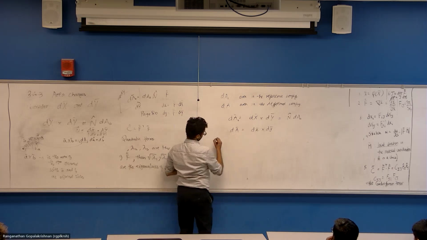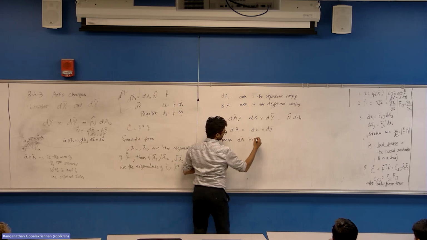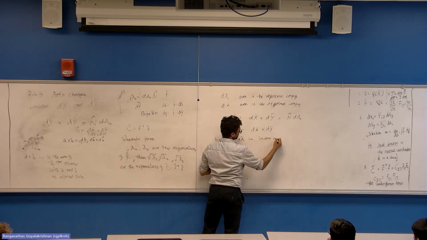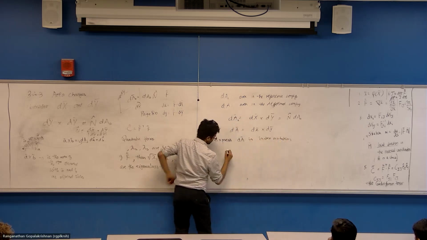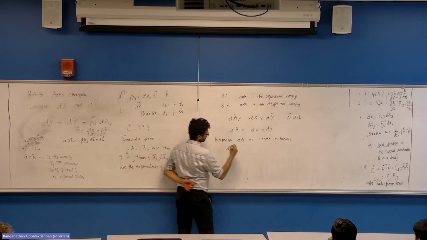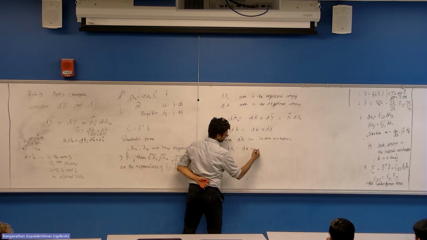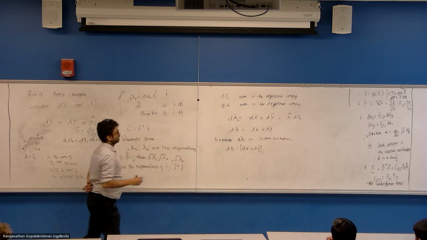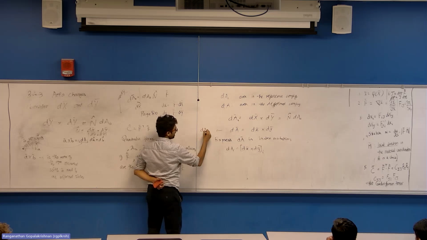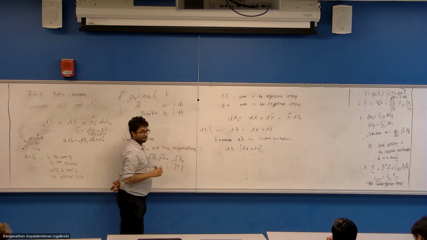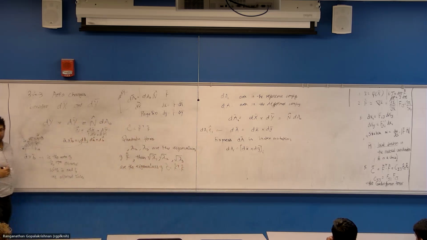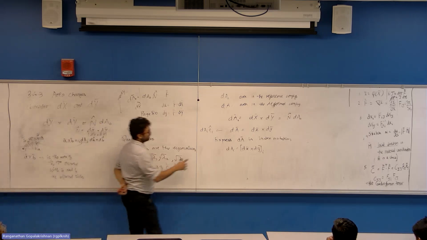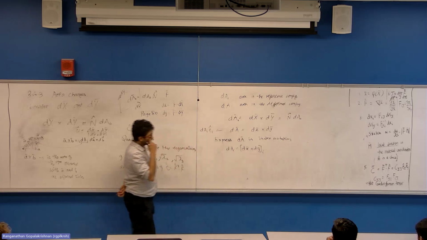So now express dA in index notation. dA_i is equal to the ith component of dx cross dy. This is dA_i e_i. So what is the I component of dx cross dy?